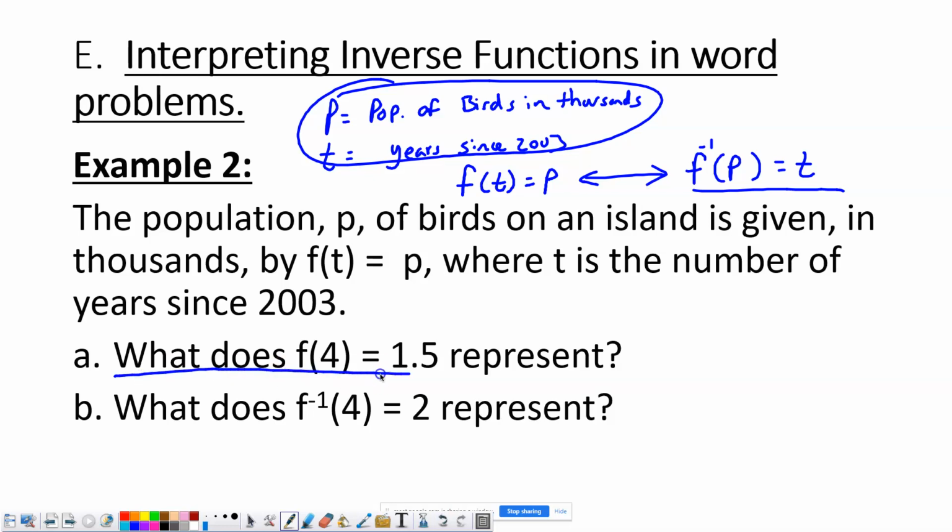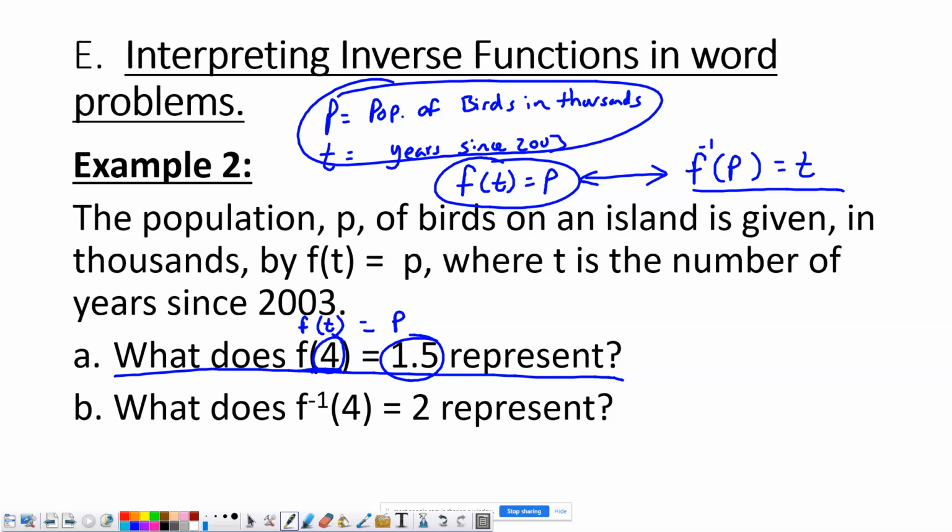So what does this mean? What does f of 4 equals 1.5 mean? Well, first of all, this is f, right? This isn't f inverse. This is just f. So when you're looking at this, the 4 represents a t-value, and the 1.5 represents a p-value. And so what that means is that there are 1.5 thousand birds 4 years after 2003. Now 4 years after 2003 would be 2007, right?